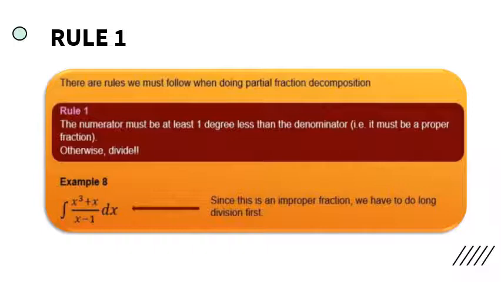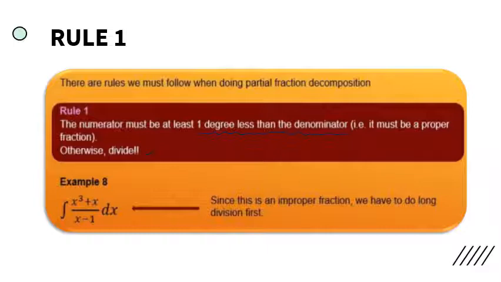Okay, let's look at the partial fraction. There are 4 rules we must follow when doing partial fraction decomposition. First, rule number 1 mentions that the numerator must be at least 1 degree less than the denominator. In other words, it must be a proper fraction. Otherwise, we divide it using long division.